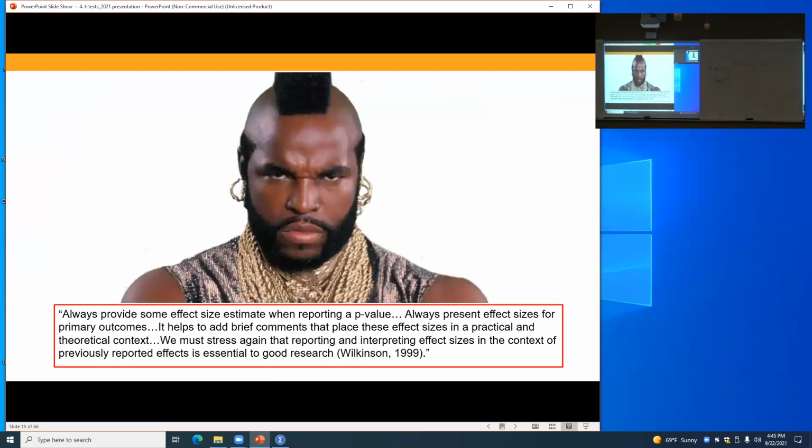All right. Oh, Wilkinson sounds like Mr. T to me, right? Always provide some effect size estimate or reporting p-value for primary outcomes. Stress again the reporting and interpreting effect size in the context of previous reported effects is essential to good research. Okay, this is starting to become, and again for experimental folks, right?